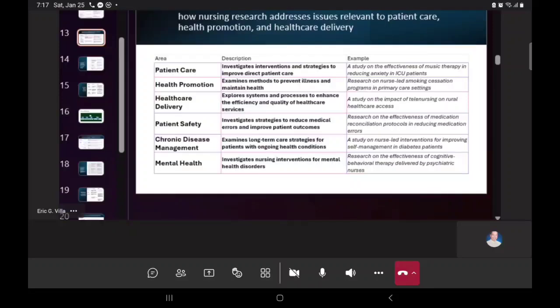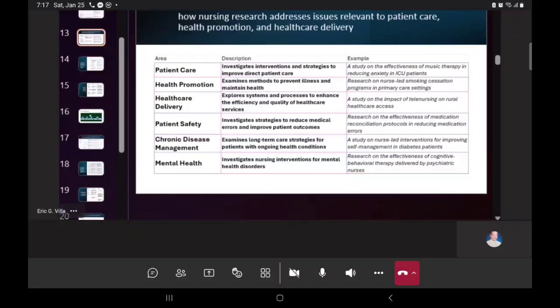In the area of chronic disease management, nursing research is crucial for developing effective long-term care strategies. A study on nurse-led interventions for improving self-management in diabetes patients can lead to better patient education programs and support systems, ultimately improving the quality of life for those living with chronic conditions.